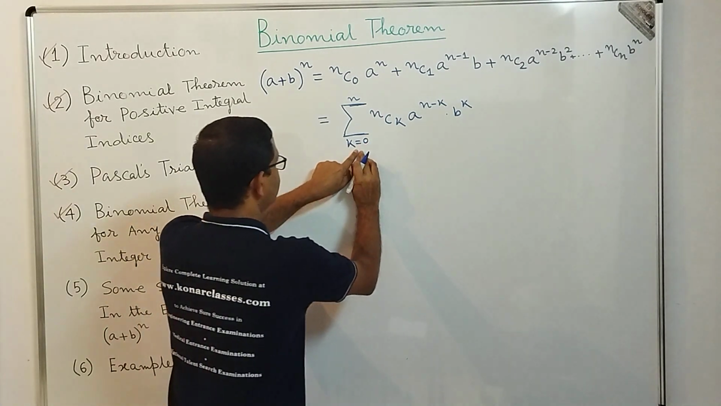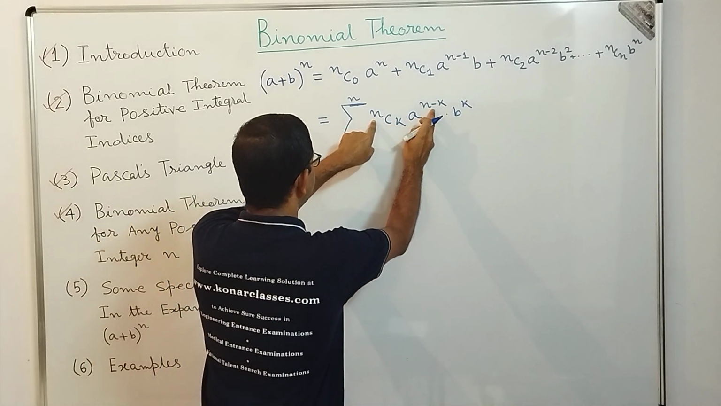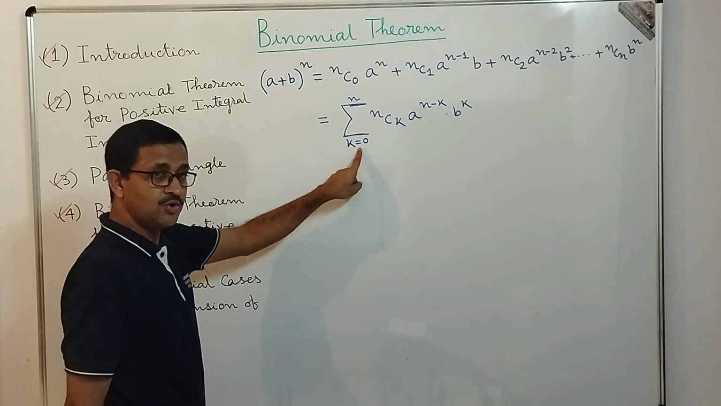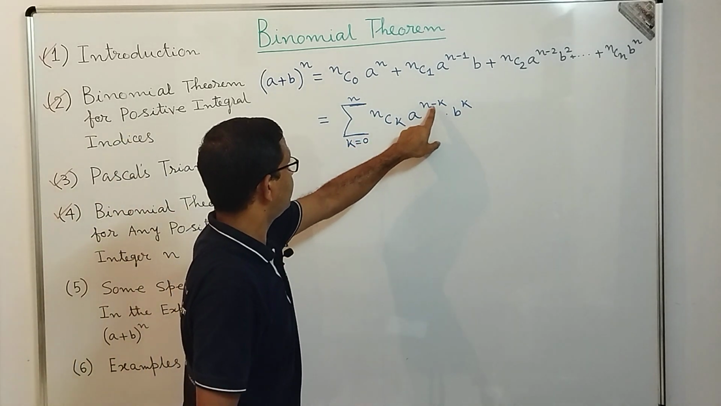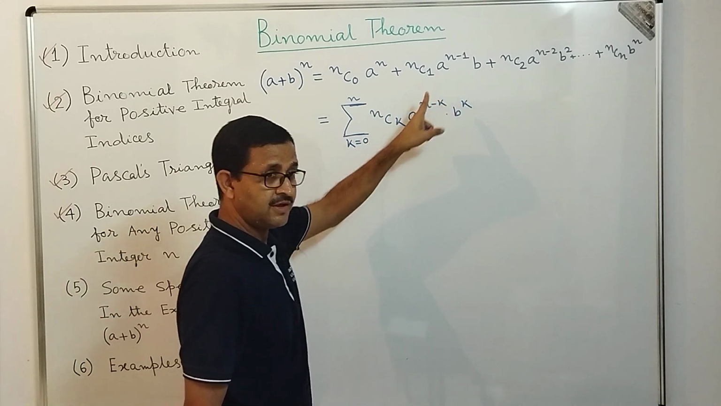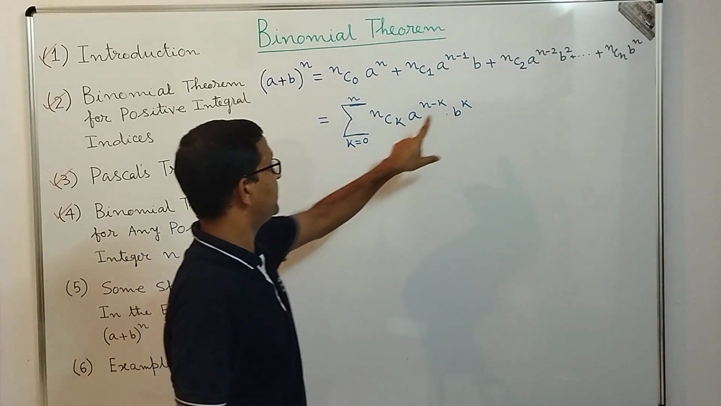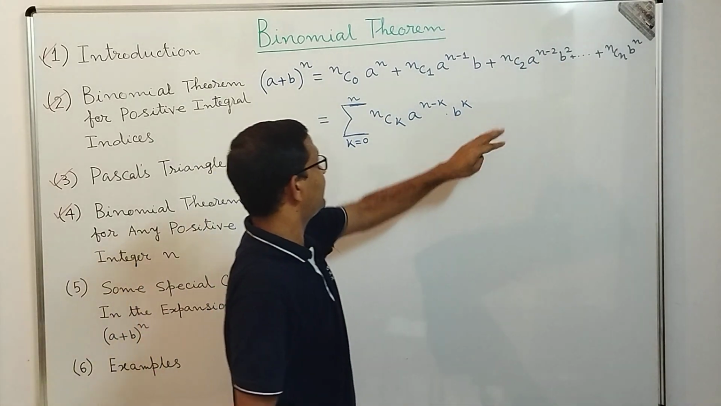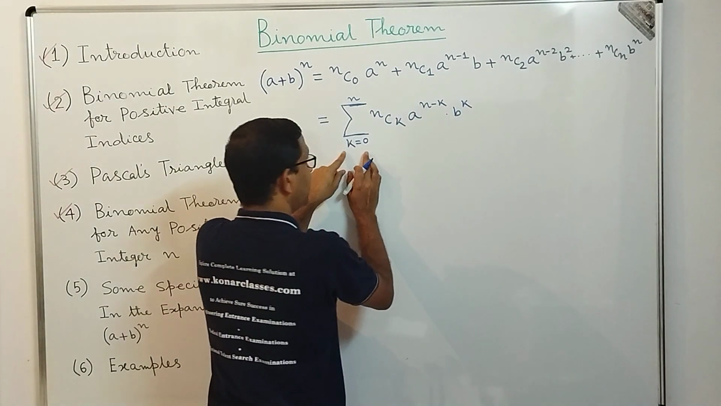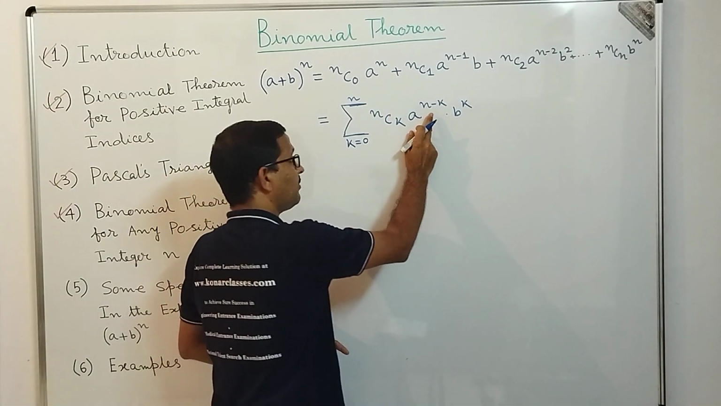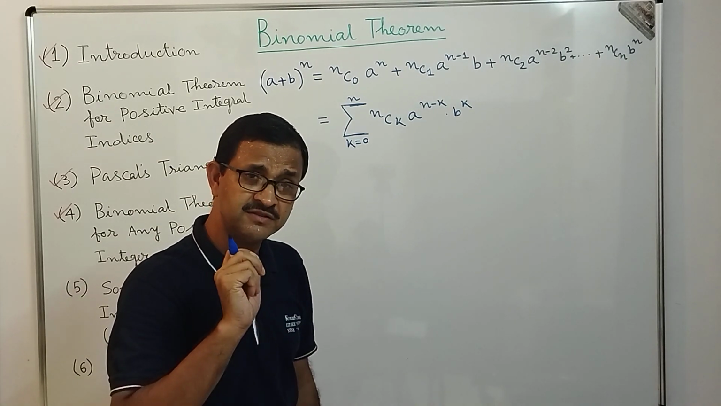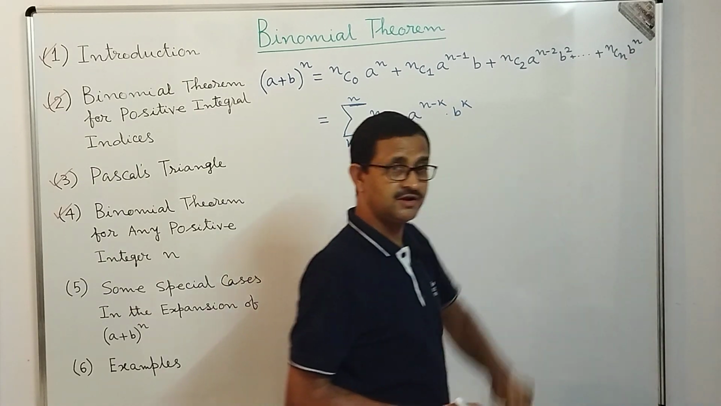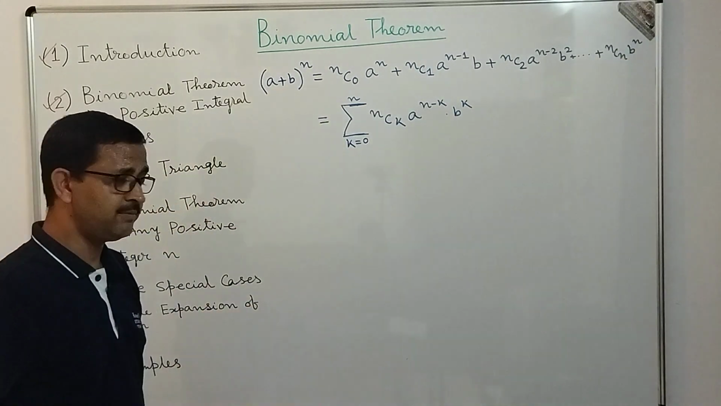You apply k equal to 0, then we get nc0 into a power n minus 0, that is a power n into b power 0, that is the first term, plus you apply k equal to 1, we get nc1 into a power n minus 1 into b, second term. After that you apply k equal to 2, we get nc2 into a power n minus 2 into b square, that is the third term. In that way you apply the value of k equal to n and we get ncn into a power n minus n, that is a power 0, that is 1, into b power n, the last term. So this way also you are able to represent.